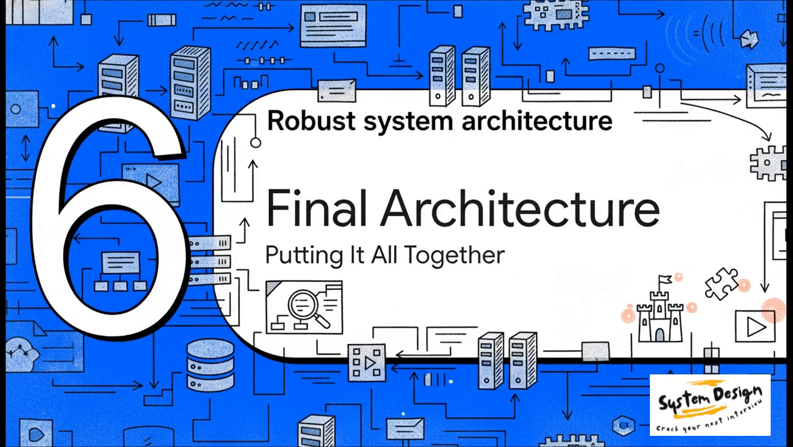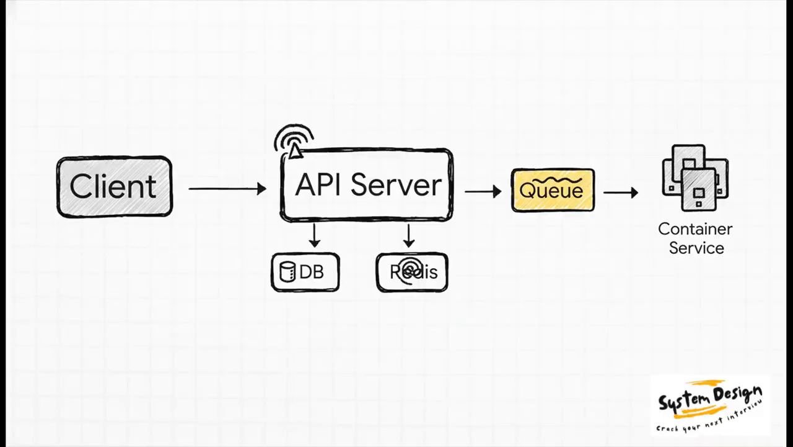So, after all that, let's take a step back and look at our final, robust, competition-ready system architecture. It's ready for prime time. Look how far we've come. We went from a simple client and server to this really sophisticated, scalable system. We've got specialized components for every job: a database for storing our problems, Redis for that lightning-fast leaderboard, a queue for resilience, and a fleet of secure containers to safely execute all the code.